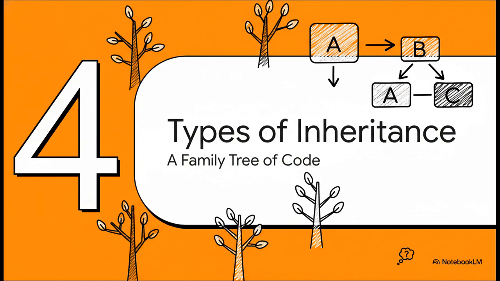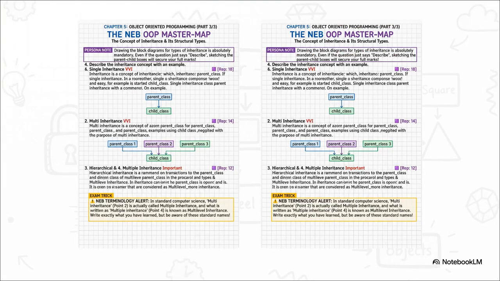We know what inheritance is, but it actually comes in a few different flavors. Now, for this section, you have to listen carefully. To get full marks on this question, drawing the block diagrams for each type is mandatory. You must draw them. So on the left here, we've got the simplest kind, single inheritance. It's exactly what it sounds like. One child class inherits from one parent class.